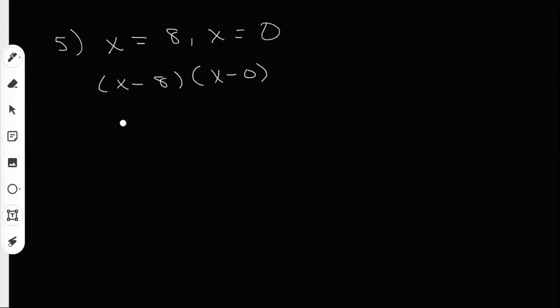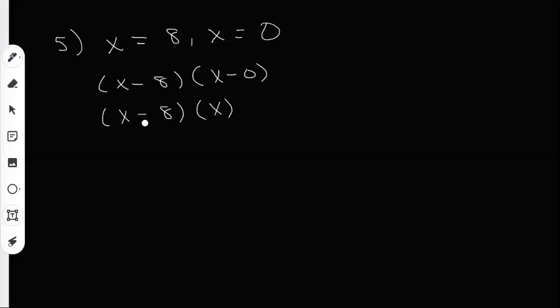All right, let's try one more like that. We're going to be doing number 5. X equals 8 and x equals 0. So what we're going to do with these two roots is subtract them from x. So we're always subtracting from x. We get x minus 8 and x minus 0. Now the x minus 8 is going to stay the way it is. We can't change that one. But the x minus 0 is just going to give us an x. So if we're subtracting 0 or adding 0, we can safely ignore the 0 for now.